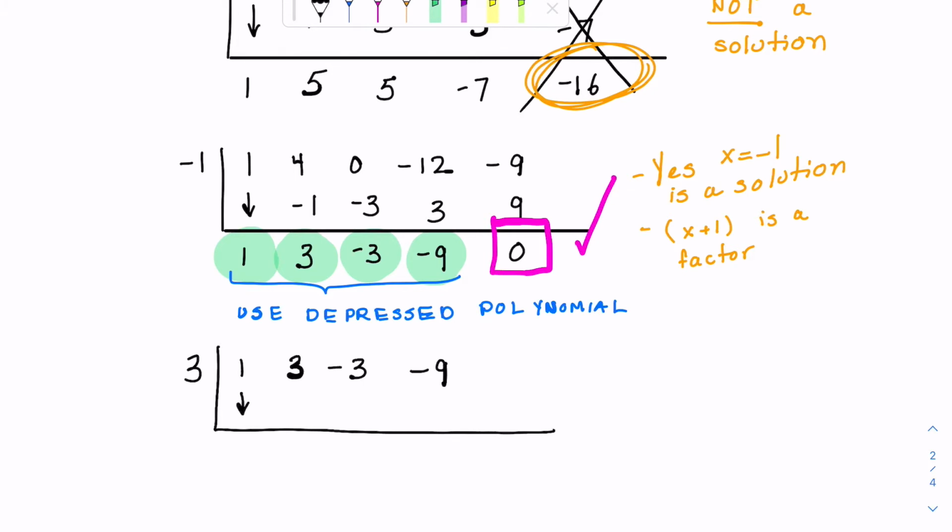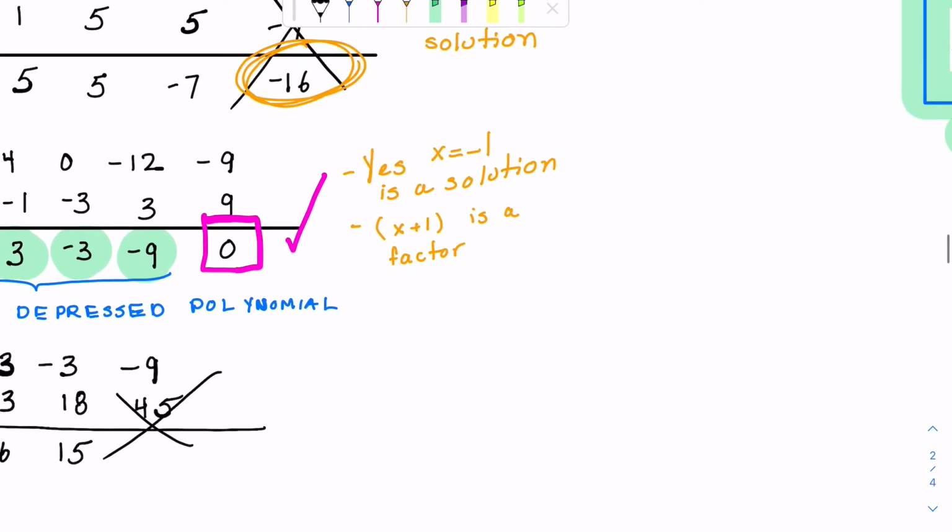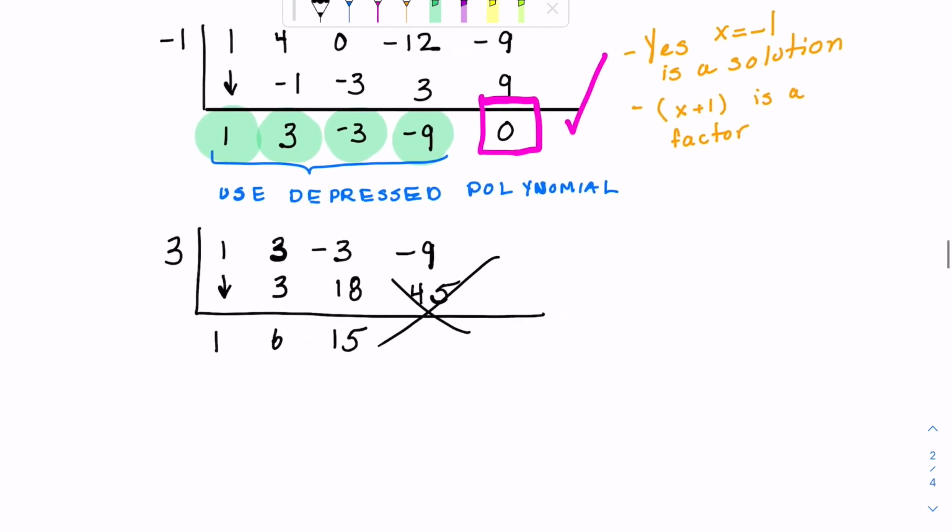Bring down the 1. 1 times 3 is 3. 3 plus 3 is 6. Times 3 is 18. Minus 3 is 15. Times 3 is 45. And we instantly know this is not going to work. So this one is a no-go, not a solution.